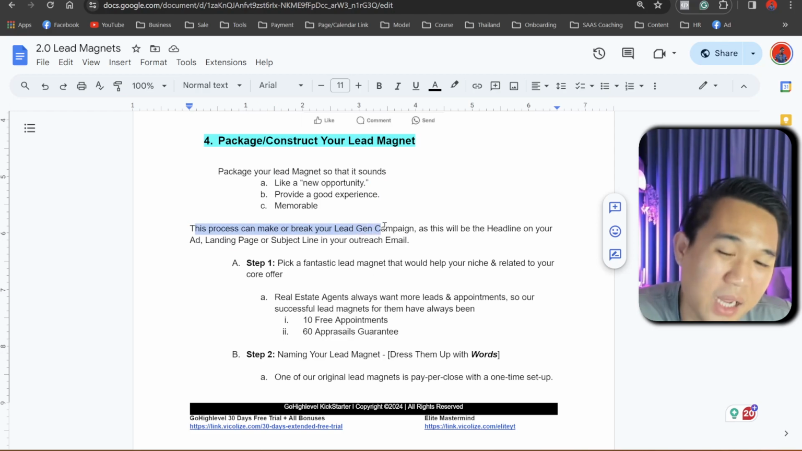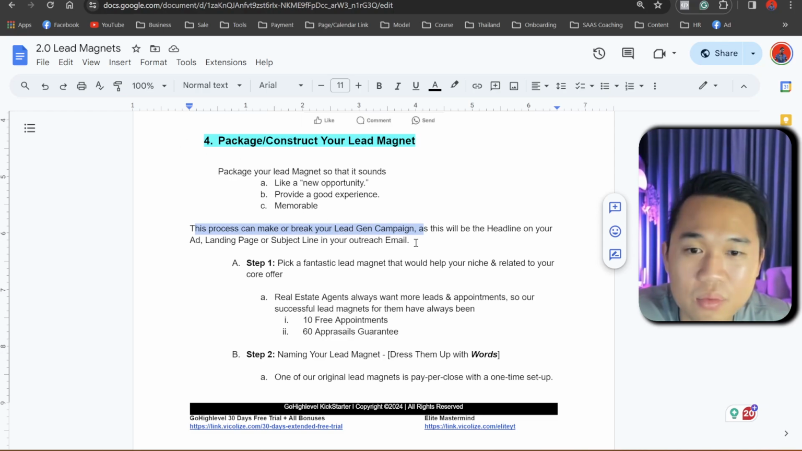Now the process can make or break the lead generation campaign. Having a good lead magnet versus a bad lead magnet will make or break the campaign, as it's going to be your headline in your ad, your landing page, and your subject line in your outreach email.